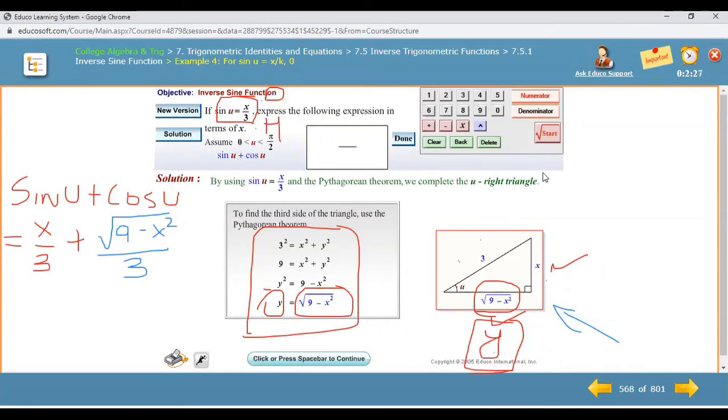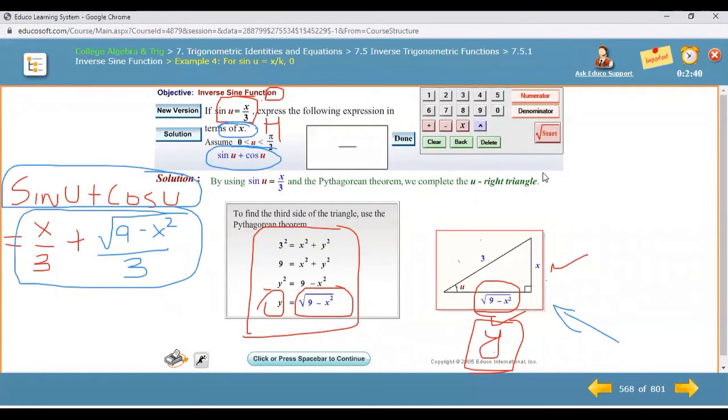Now, what I have done, the way they said, express this in terms of x. I have expressed sine u plus cosine u in terms of x. Again, what we are doing, we are actually using the concept of the Pythagorean theorem, and we draw a triangle from the given notation, and then we simplify. Come on, let's check another problem on this.